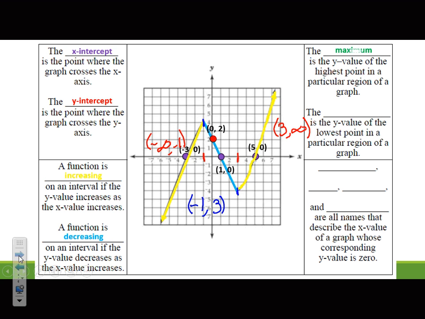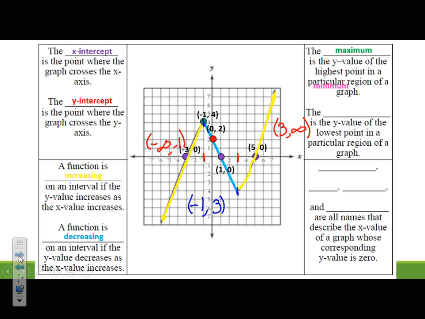All right, moving on over to the other side. The maximum is the y value. That's really important, the y value. So when we're talking about increasing and decreasing, we're talking about x values. When we're talking about the maximum, we're talking about the y value of the highest point on a particular region of the graph. So if we look at this, right here, this is my maximum. So my maximum is at 4.